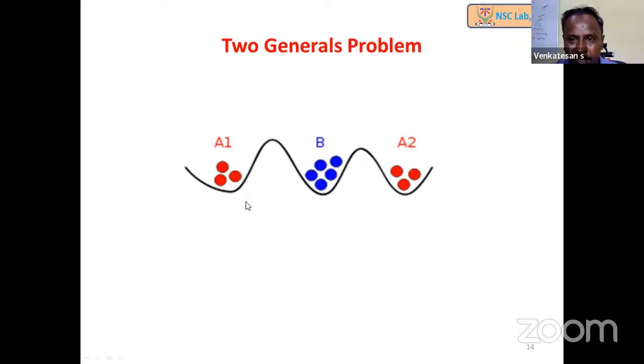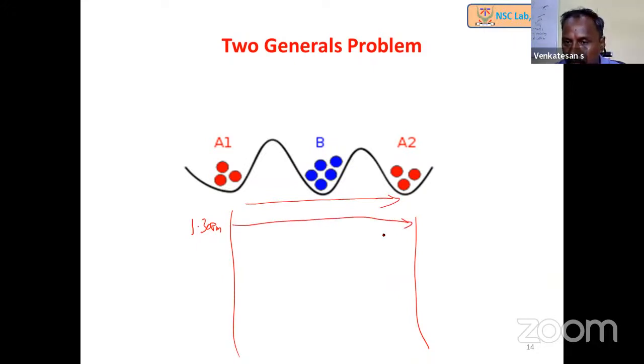Let's say there is an army unit A, which is deployed on both sides of the country that they are going to attack. And they have not decided the time at which they have to attack. So now the unit 1 commander decides, let's go for the attack at 1:30 p.m. We consider that the time is also synchronized. Now A1 sends the message to A2, by sending a person.